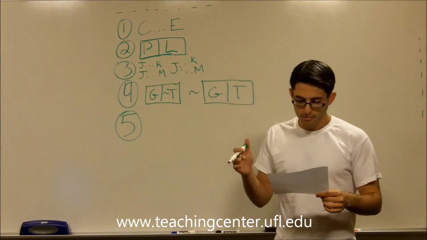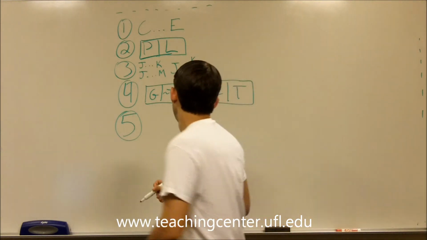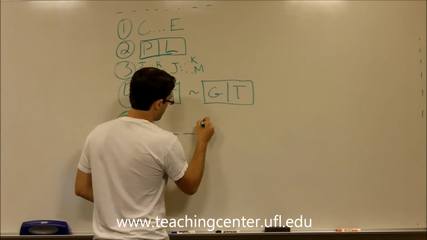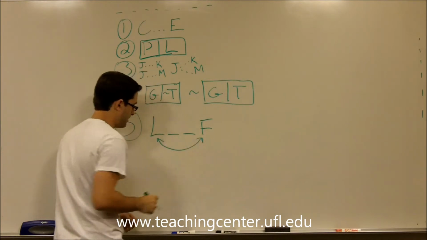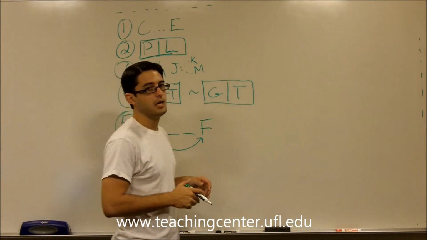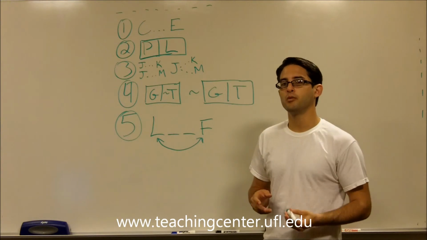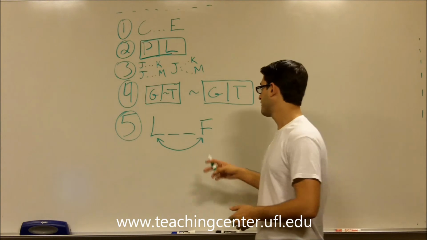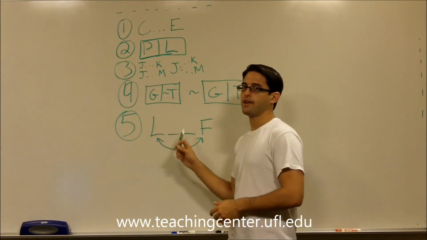And 5 reads, there must be exactly 2 people scheduled between Larry and Frank. So with this one, the way I would do it is like this. This double-sided arrow is very important because all the clue is telling you is that there has to be 2 people between Larry and Frank, but it's not telling you where Larry and Frank are. You don't know if Frank's at the beginning and Larry's at the end, or if Larry's at the beginning and Frank is at the end.